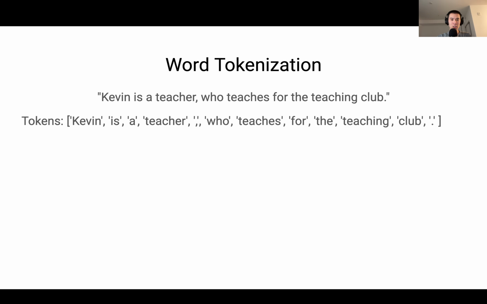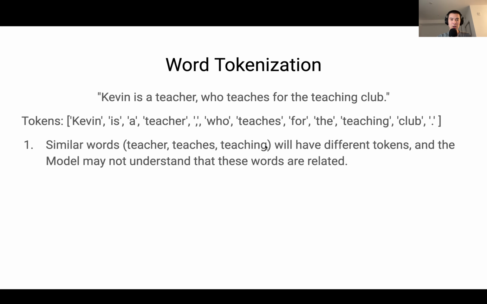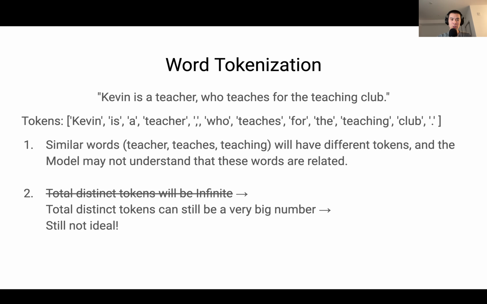What about word tokenization? Kevin is a teacher who teaches for the teaching club. The tokens would be split into these. However, an issue is that similar words like teacher, teaches, and teaching will have different tokens, and the model may not understand that these words are related. And while the total distinct tokens will no longer be infinite, there are still thousands upon thousands of unique words in the English language, or any other language really. So it's still not ideal, although it is an improvement.